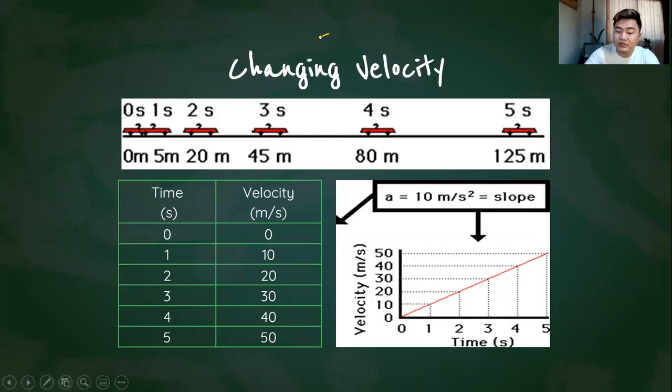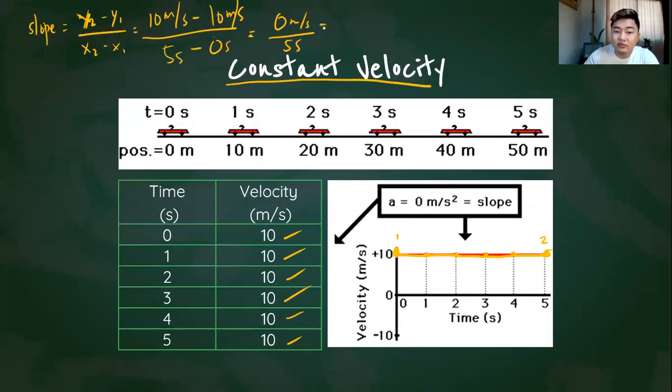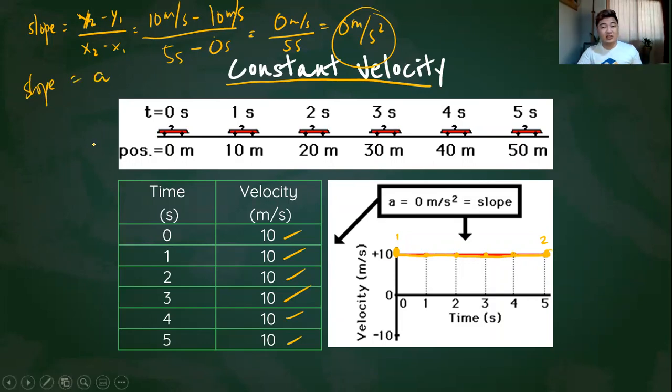Which will give you 0 meters per second squared as the slope. And the slope of the graph in a VT graph is your acceleration. Therefore, if the slope is 0, acceleration is also 0. Which makes sense because an object with constant velocity has no change in velocity. Therefore, the rate of change is 0, since acceleration is the measure of the rate of change in velocity.